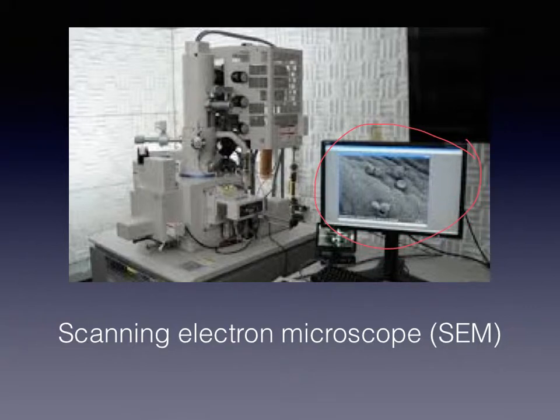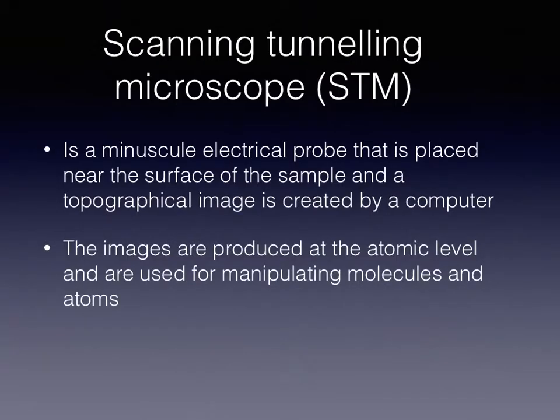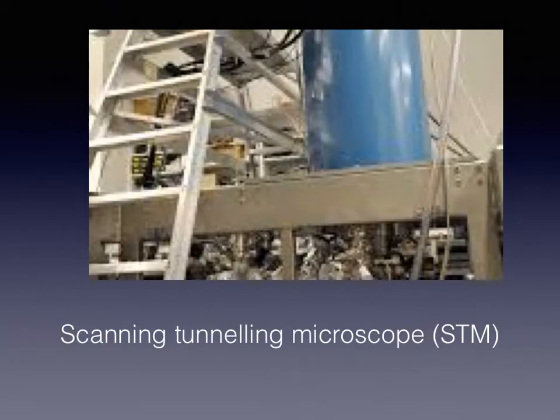A scanning tunneling microscope, STM, is a minuscule electron probe that is placed near the surface of the sample, and a topographical image is created by a computer. The images are produced at an atomic level and are used to manipulate molecules and atoms. So they're looking at the atomic level, at all the different atoms and the number of atoms in that specimen. And so it's a very large machine, and then it will come up on a screen like a topographic map.